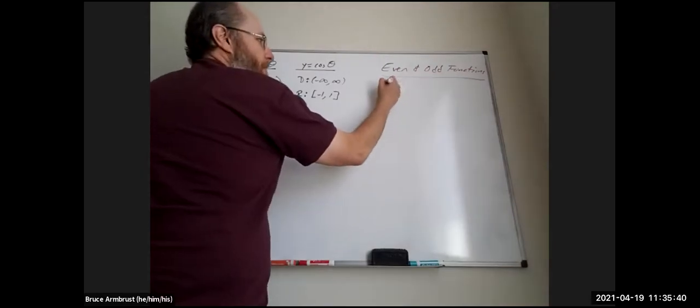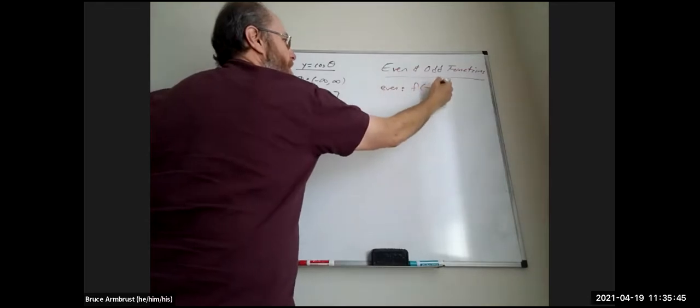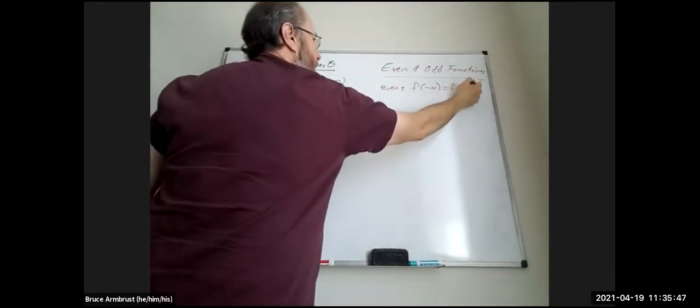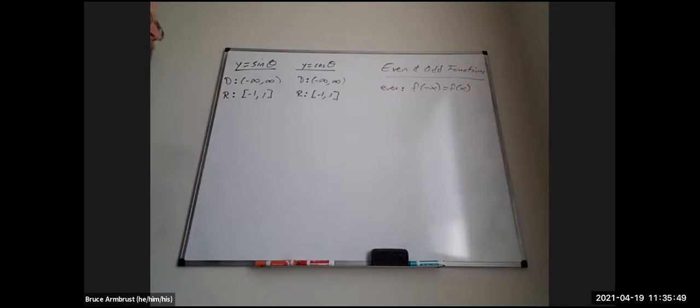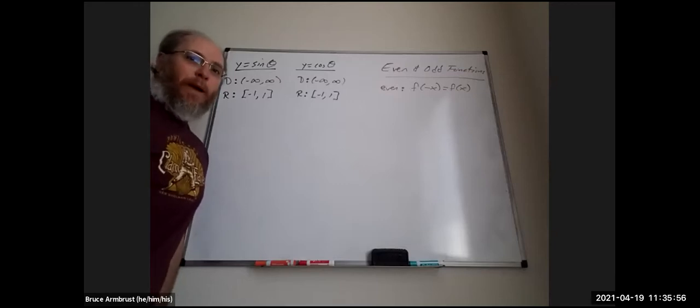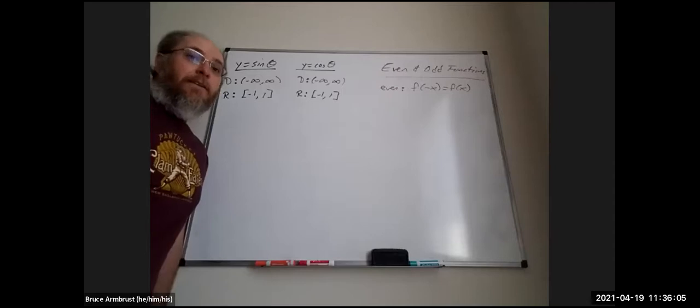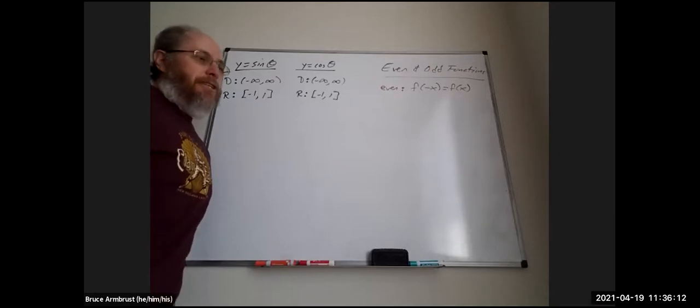All right, well, here's how it works out for even. If you plug in a negative, you get exactly the same thing as if you plug in the positive. An example of that would be x squared, because if you take 4 squared, you get 16. If you put in -4, square it, you also get 16, right? The plus and minus give you the same value. So that's what it means for a function to be even.